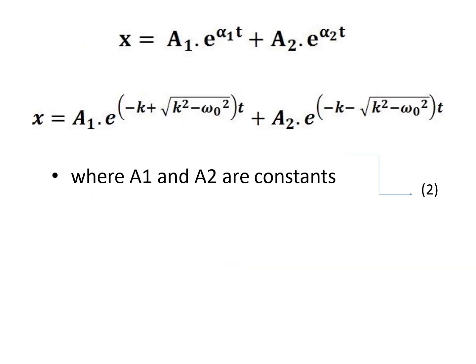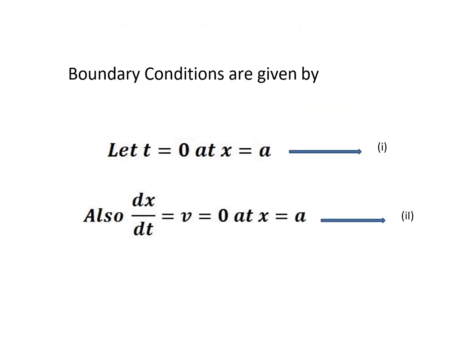So the general solution can now be written as x is equal to a1 into e raised to alpha 1 into t plus a2 into e raised to alpha 2 into t. On substituting the values of alpha 1 and alpha 2, the general solution can be written like this. Here a1 and a2 are constants. In order to find the constants a1 and a2, we are using two boundary conditions. First one is at time t is equal to 0, x is equal to A, and also at x is equal to A, velocity v is equal to 0.